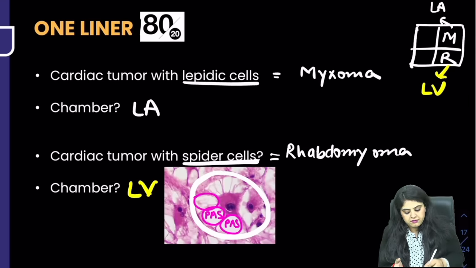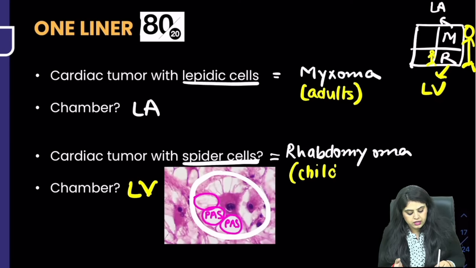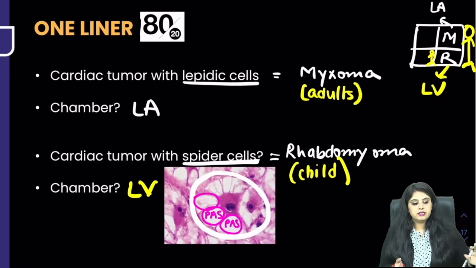So the one that is above will occur in big people. Obviously, the myxoma is going to occur more commonly in adults, and the one that is written below, rhabdomyoma, is going to occur in children. Your full cardiac tumor thing is settled.